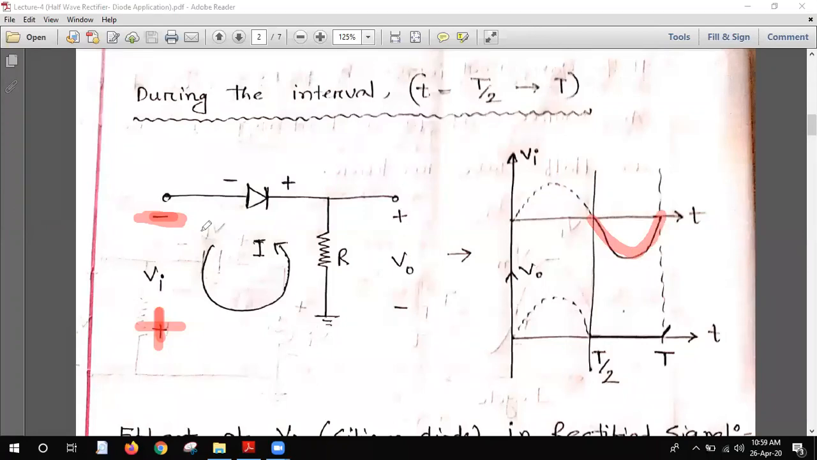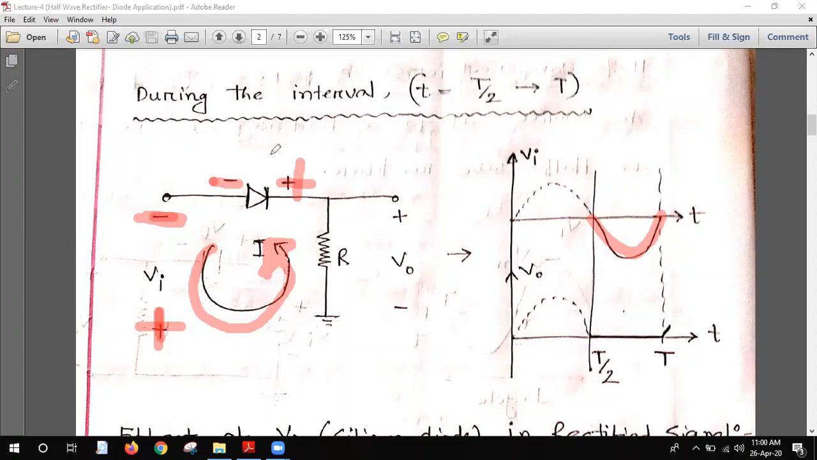We all know that the current starts from the positive side, so now the current will start to flow in this way. Now the positive will be this and the negative will be this. That means now the N side is positive and the P side is negative, and we all know that this is reverse biased. If you remember properly, this is reverse biased.